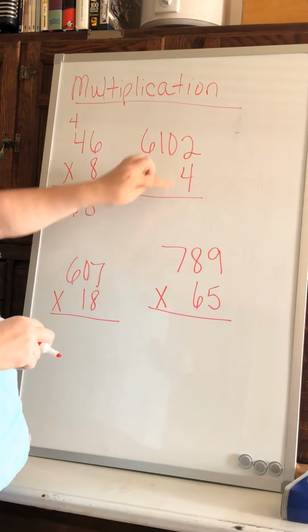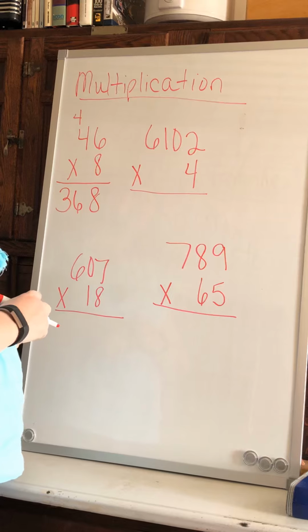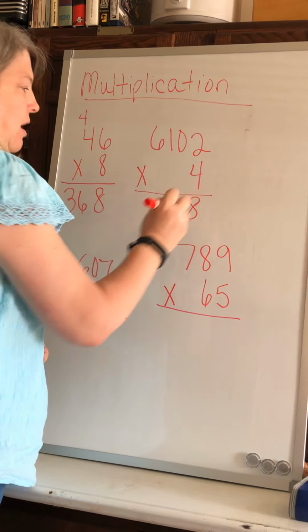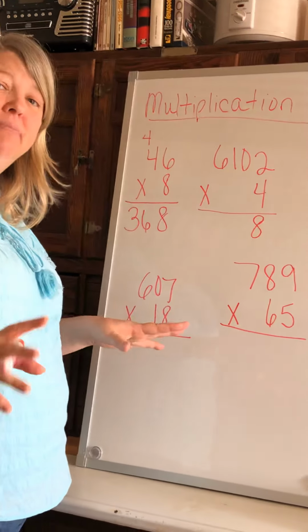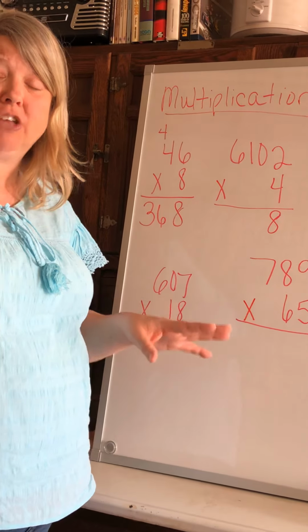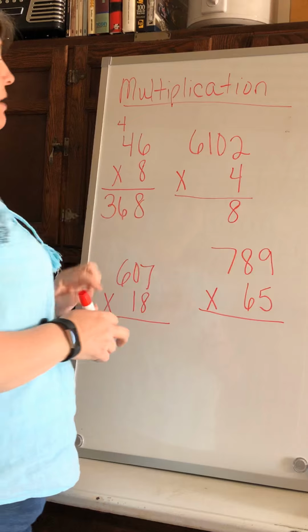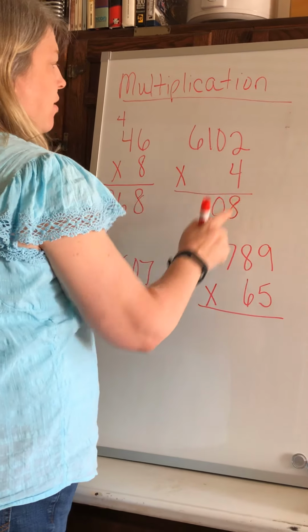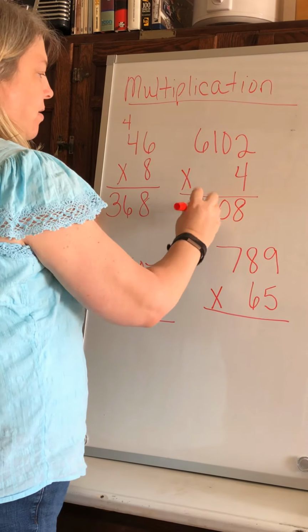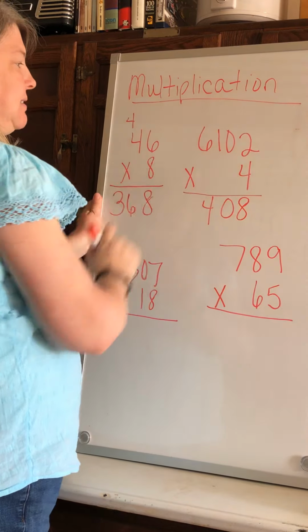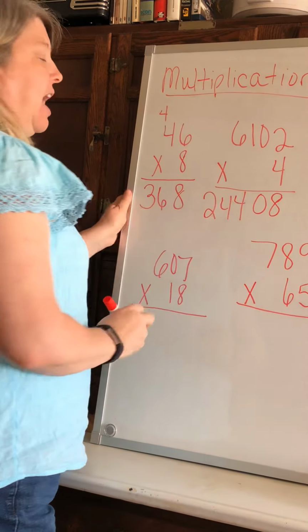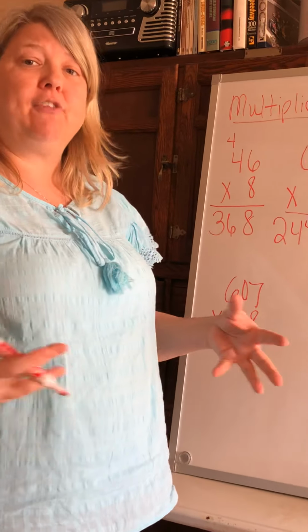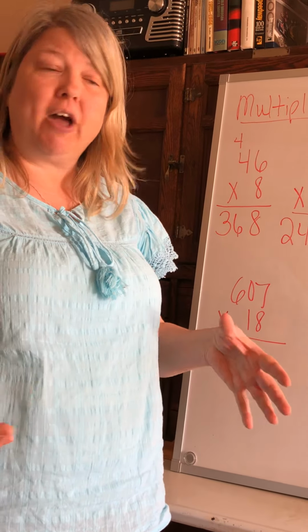Next one, 4 times 2 is 8. And then 4 times 0. Sometimes students have problems with zeros when it comes to multiplication too. So 4 times 0 is 0. 4 times 1 is 4. And 4 times 6 is 24. Okay, if you want to put commas in there, that's fine. If you don't want to, that's fine also.